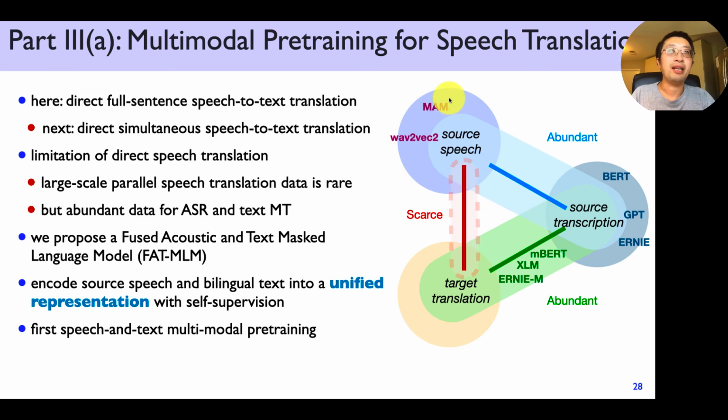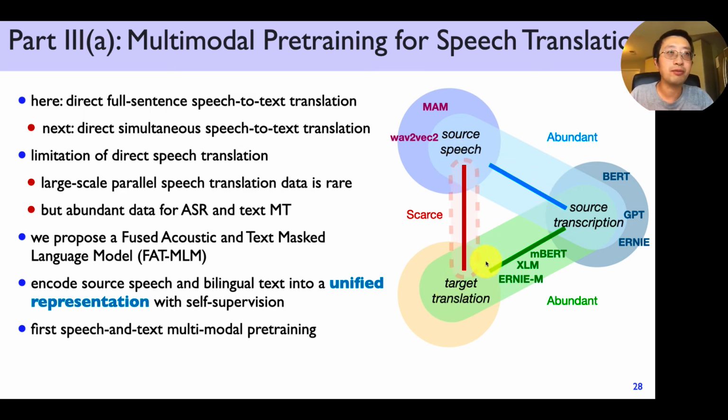Because at each node, you have tons of data, even a lot of monolingual, non-parallel data, like source speech alone, or transcription alone, where you can use BERT, and target translation alone, where you can also use BERT, and so on. And then these two line segments are also abundant: this ASR direction is abundant, and this translation direction is also abundant. It's just this, from source speech to target translation directly, that's scarce, right?